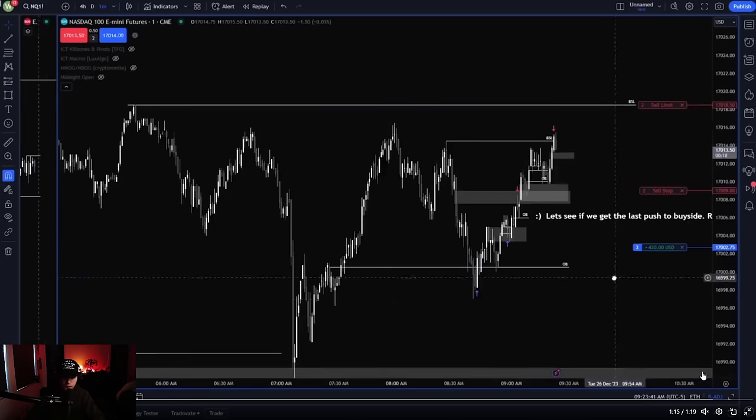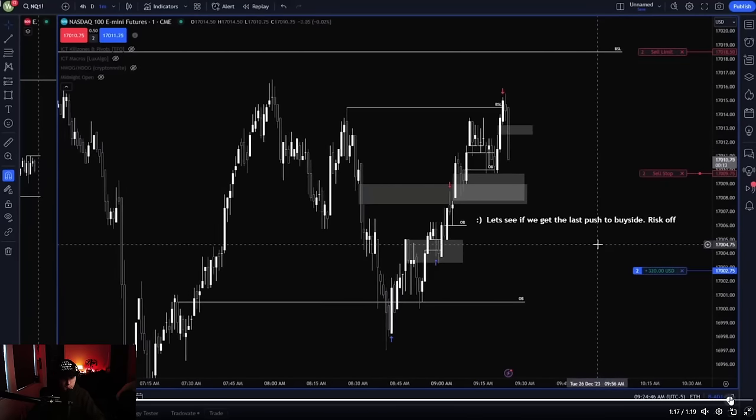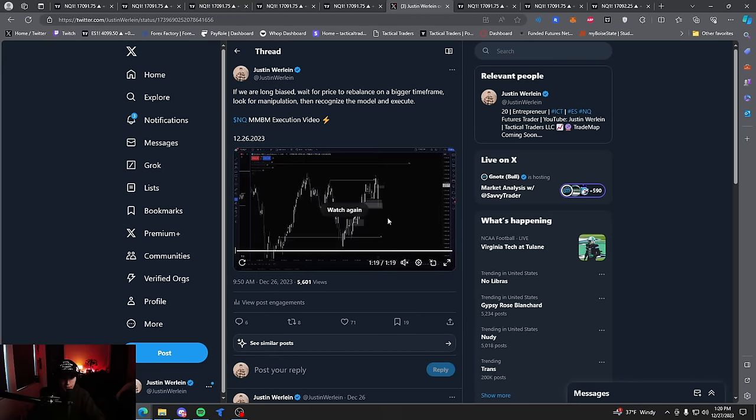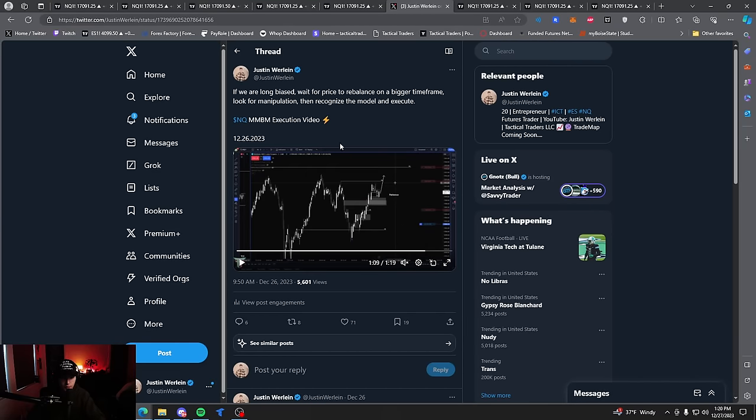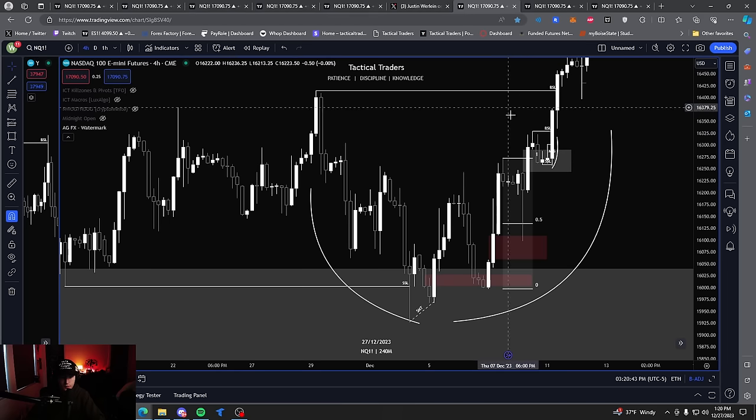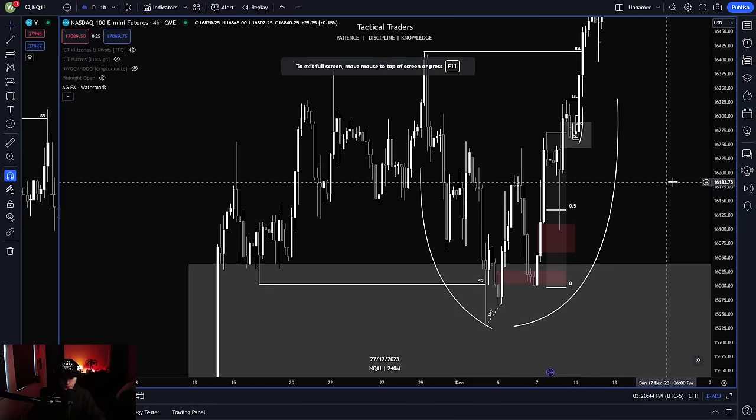Looking for a break above. And then, of course, risk management. Most important thing, the rest of my contracts got stopped out in profit from my trailing stop. Let's look at another example.